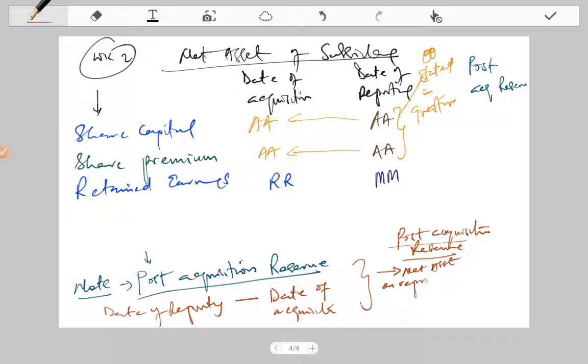on reporting date, okay, net asset on reporting date less the net asset on acquisition date, at acquisition date. Okay, let me bring this out in a bigger picture. Computation of post acquisition reserve.